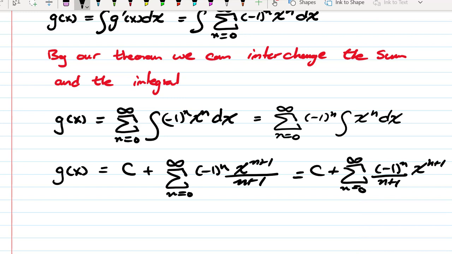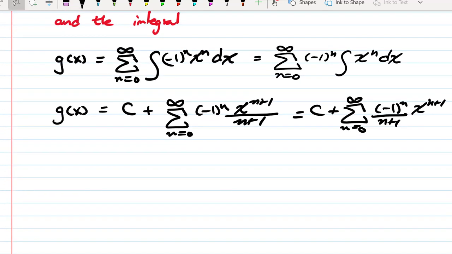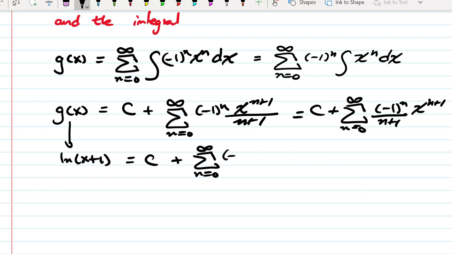So that would be g of x, which we know is equal to the natural logarithm of x plus 1, is equal to c plus the sum of the series n equals 0 to infinity of negative 1 to the n, x to the n plus 1 all over n plus 1.